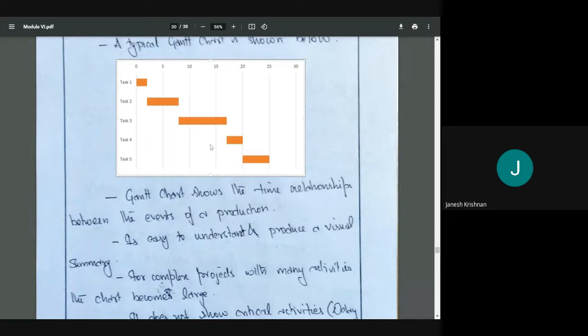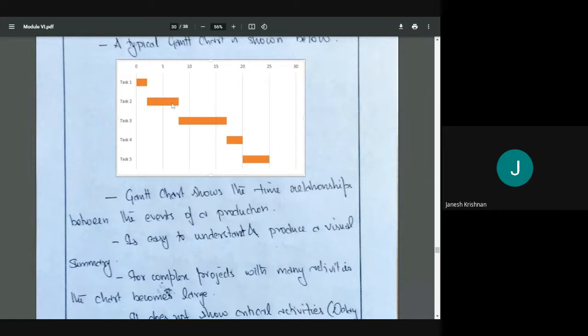But what will happen here? Only 5 tasks are there. What will happen if there are hundreds or thousands of tasks? It will become very complicated. So bar charts are not used much for construction purposes; we are using them less and less. But it is a mechanism for control.